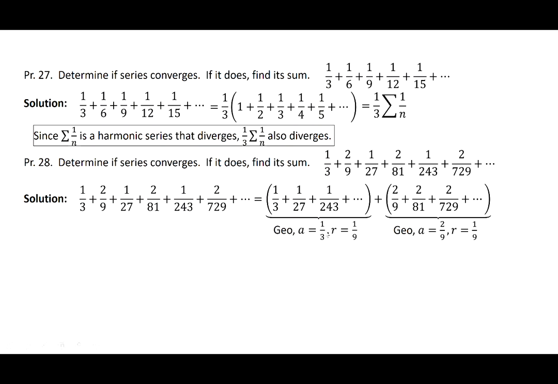And so we should ask, does this series converge? The first one? Yeah, absolute value of R is 1/9, which is less than 1, so it converges. Similarly, the second series converges. So convergent plus convergent is convergent. Why? Convergent simply means that the sum is a finite number, and that's the case for both the series.